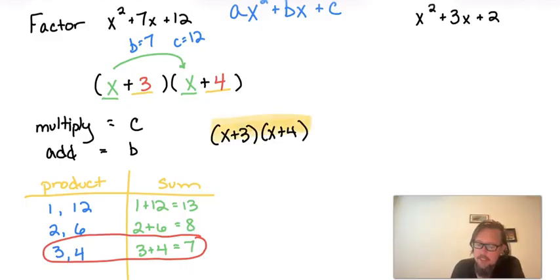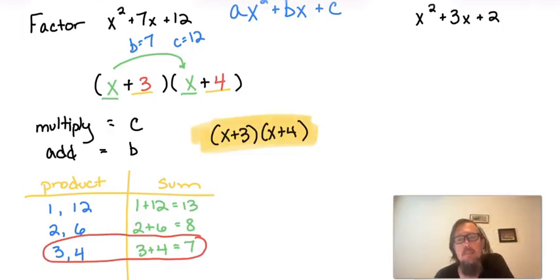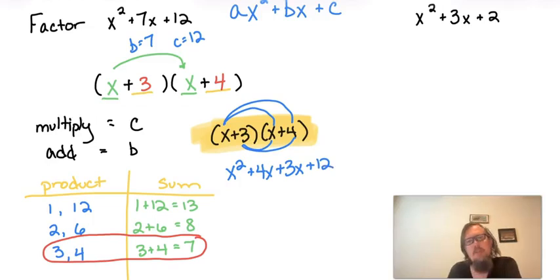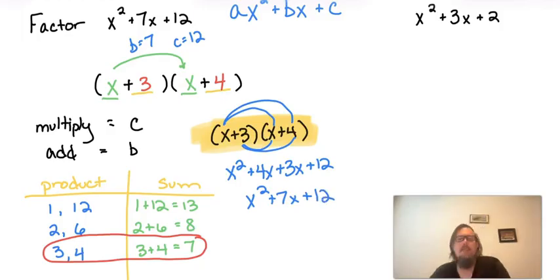And I can check this and see if I've done this correctly by using the distributive property. So let's go ahead and check it real quick. X times x is x squared. X times 4 is 4x. 3 times x is 3x. And 3 times 4 is 12. And when I do 3x plus 4x in the middle, I get 7x. So when I check my answer, I get x squared plus 7x plus 12.